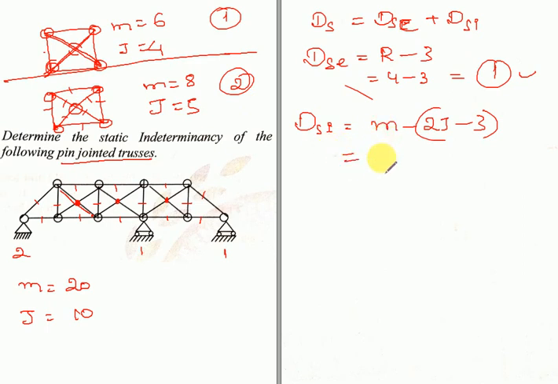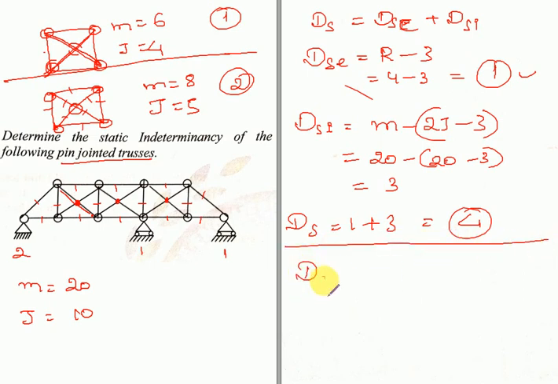So it comes to be the total number of members 20 minus 2 into 10. It comes to be 20 minus 20, which comes to be 0. The total DS is equal to DSE 1 plus DSI 3, which is equal to 4.